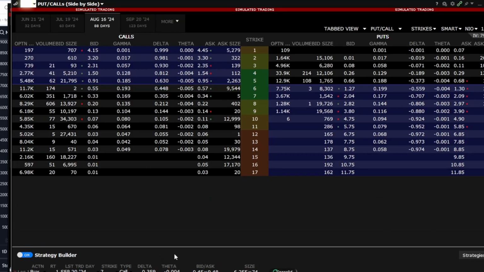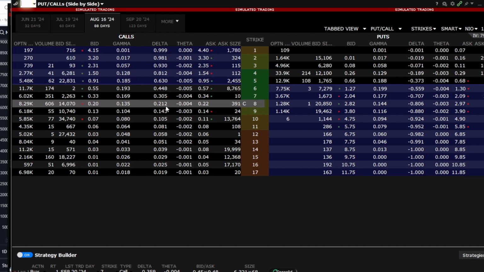When you buy a call option, the market maker must sell you that option. This creates unlimited risk for the market maker, who then needs to hedge this risk by purchasing the underlying stock.